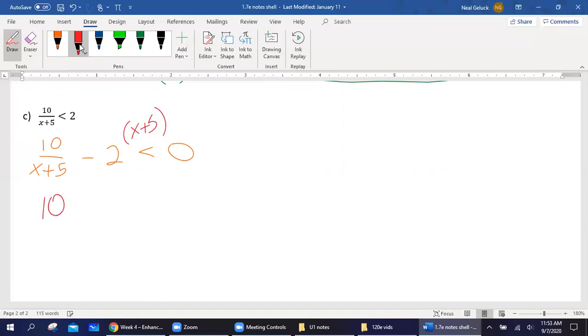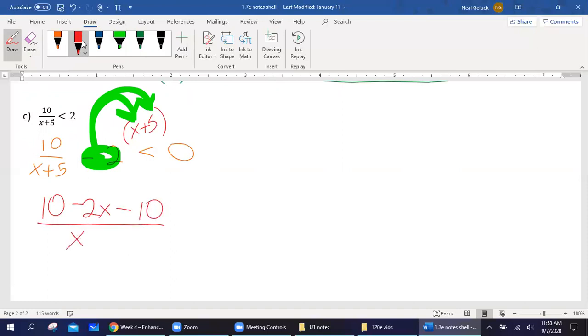So I would have 10, careful, negative 2 times x, negative 2 times 5. So I would have 10 minus 2x minus 10 over the common denominator of x plus 5. So that would simplify into negative 2x over x plus 5 less than 0. Okay, so now it's ready to find the zeros.